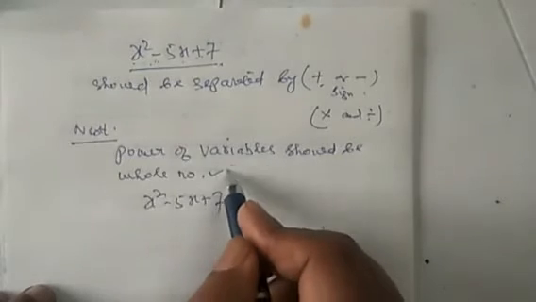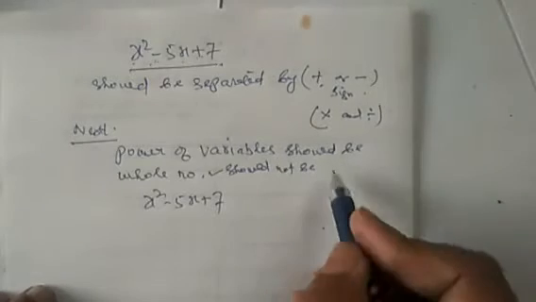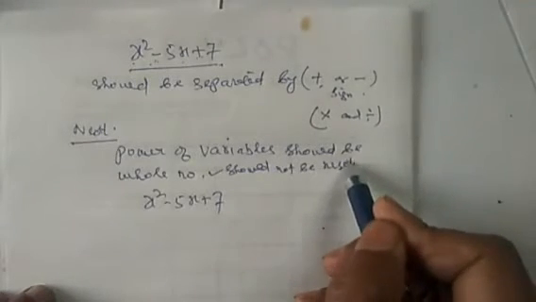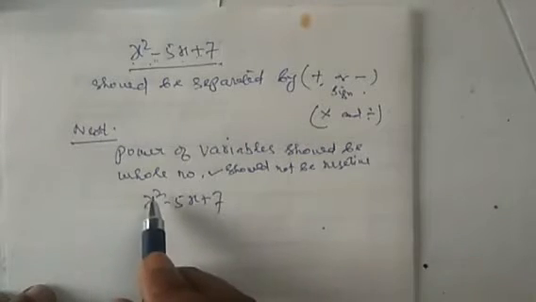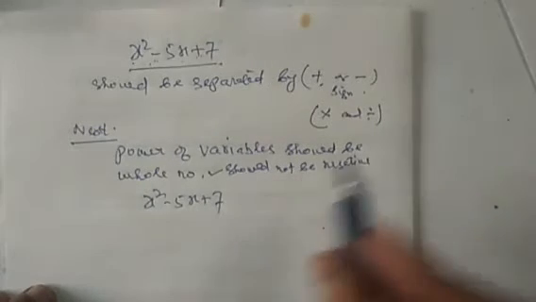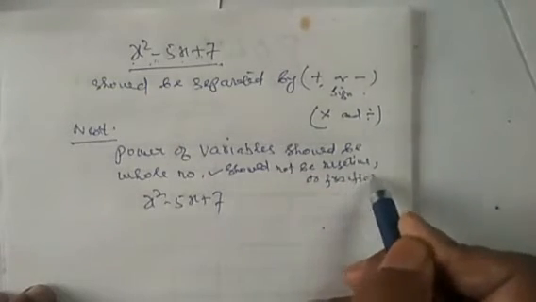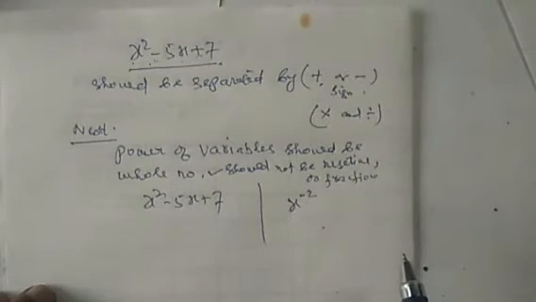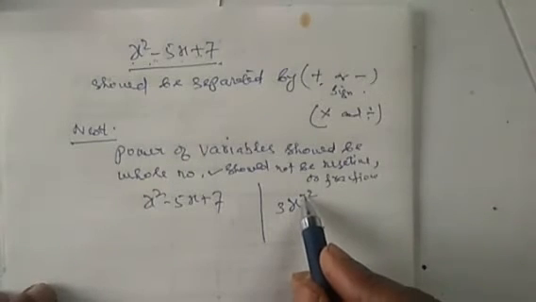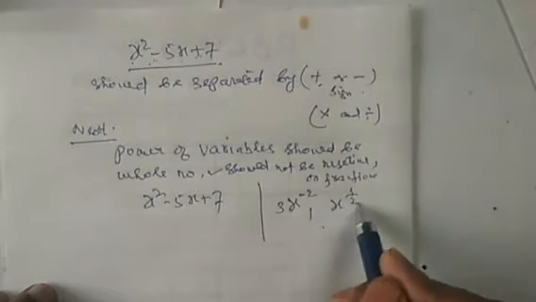The power should not be negative. The variables must have powers that should not be negative or fraction. See, x to the minus 2 is not allowed in a polynomial. Suppose it is 3x to the power minus 2, since the power is negative, it is not a polynomial. Similarly, x to the power minus half.